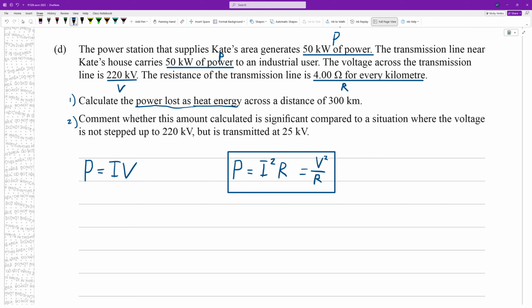So to start, we'll want to work out the current traveling through the transmission line, then use the resistance of the transmission line and the calculated current to work out the power losses. The reason we don't want to use the voltage equation is that we could, but there'd be an extra step: that voltage is not the transmission line voltage, but the voltage drop over 300 kilometers, which we are not given. Whereas we can calculate the current with the transmission line voltage and power.